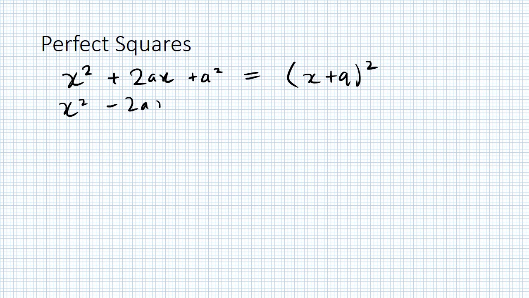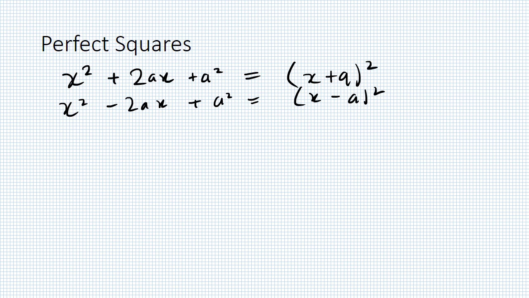Okay, last one. Perfect squares. So perfect squares, x squared plus 2ax plus a squared can be factorised into x plus a all squared. The other form, x squared take 2ax plus a squared, can be represented as x take a squared. Okay, a couple of rules there.